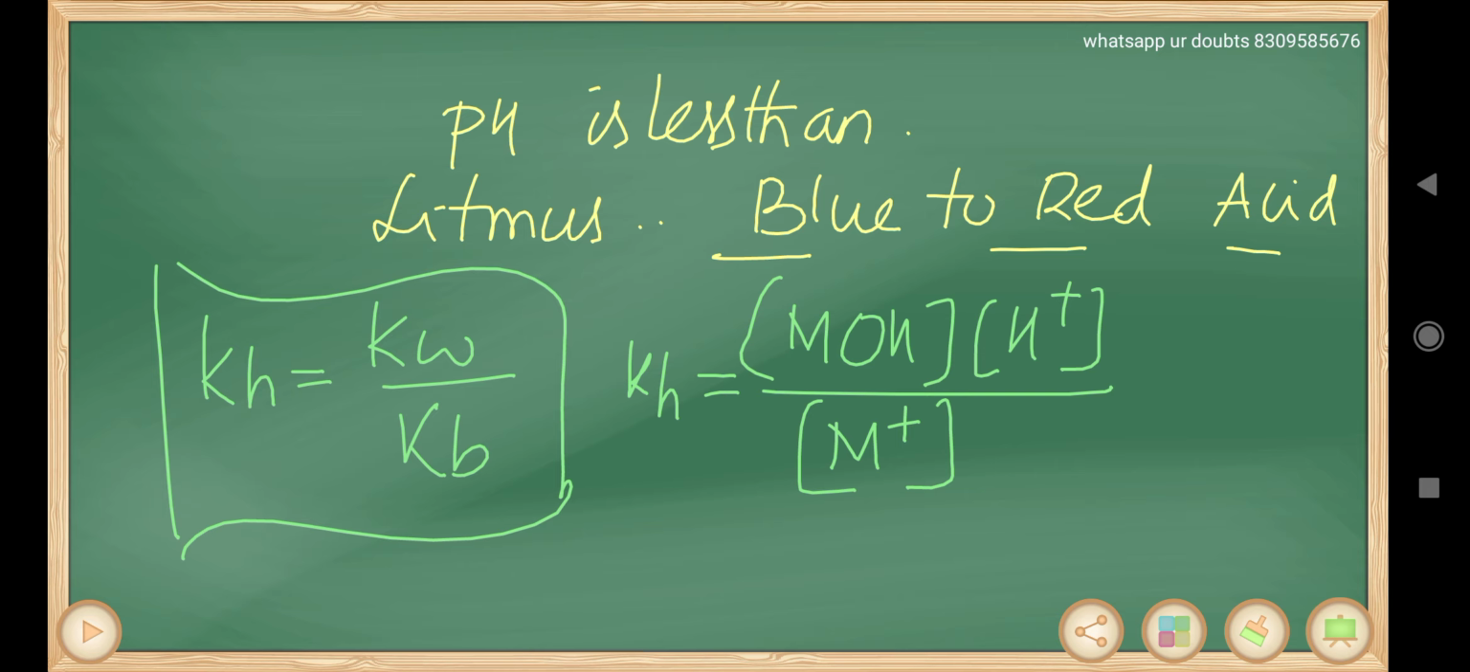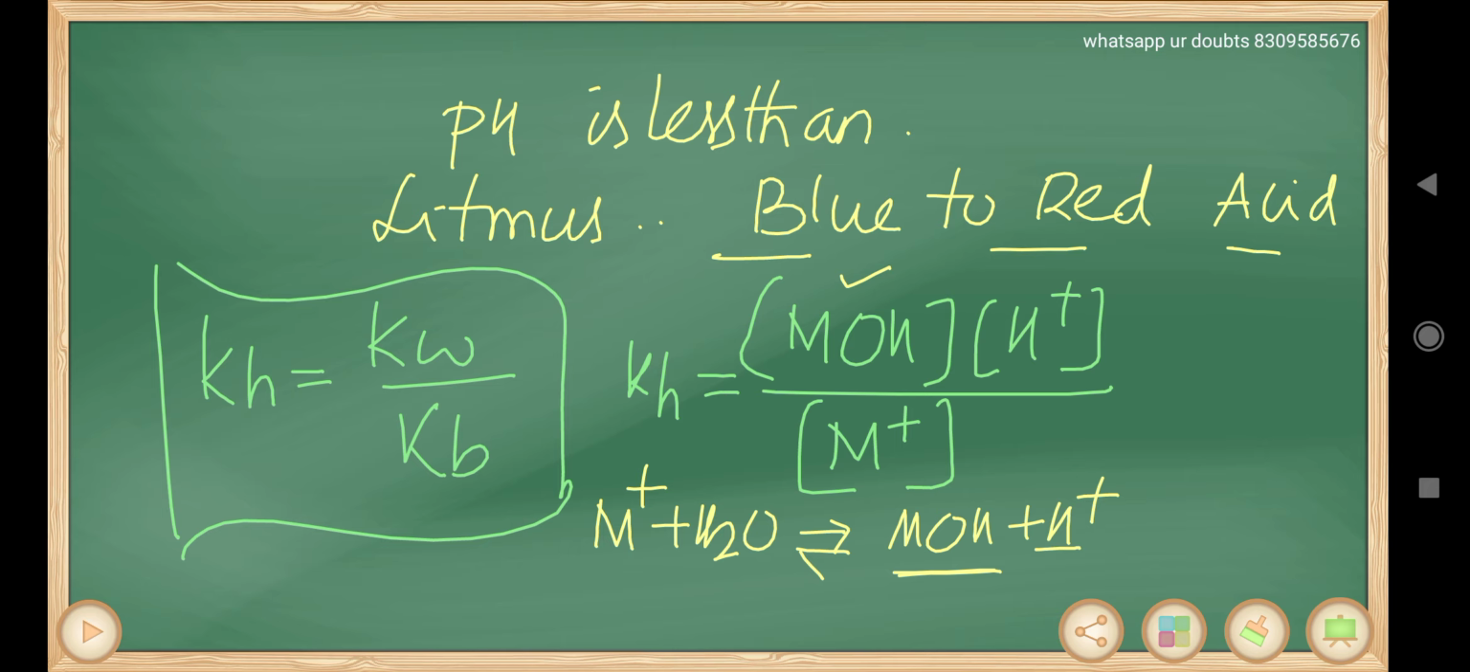How did we get this one? You can see this expression. M plus, the cationic part, is undergoing hydrolysis to form MOH plus H plus. This is a reversible reaction, so the concentration of MOH is taken here, the concentration of H plus is taken here. Water we don't consider because water is a medium and its concentration won't change. M plus is taken here. So the hydrolysis constant KH is equal to KW by KB.